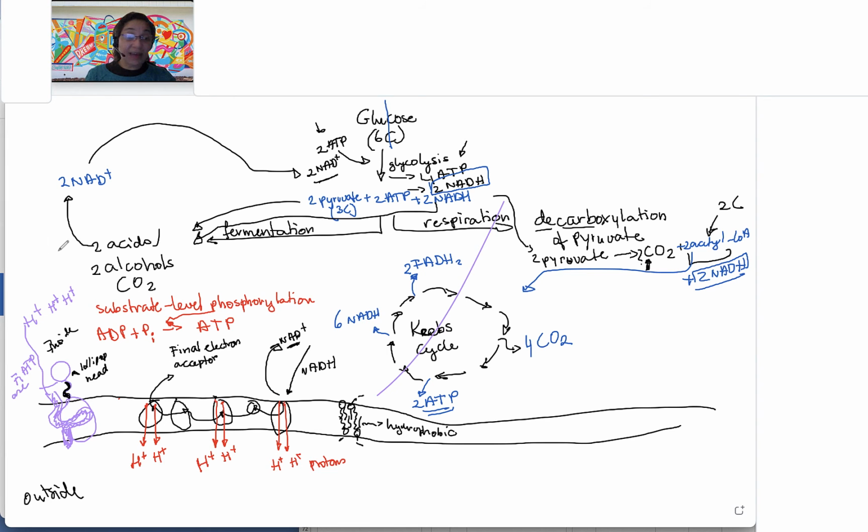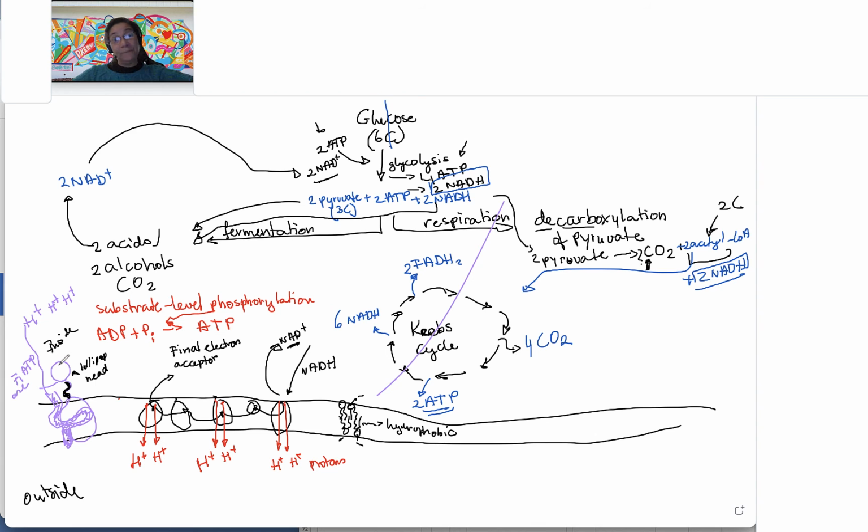In the meantime, more protons are going around, and this little machine keeps running and running, changing the shape of the lollipop head to bind ADP and inorganic phosphate, make ATP, squish them together, open it up. Bind, open, bind, open, bind, open. And that's how ATP is made.